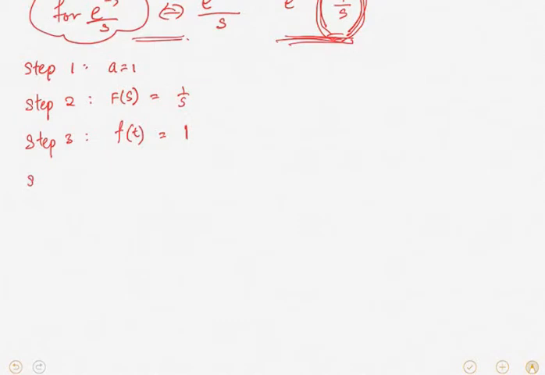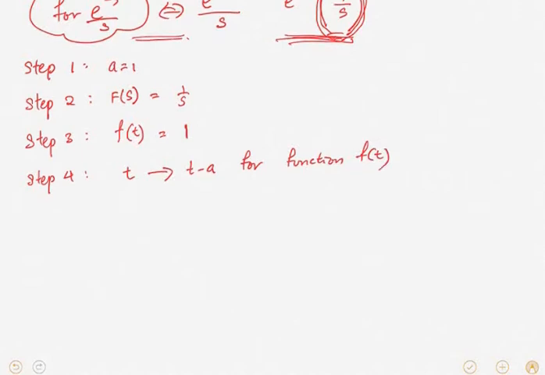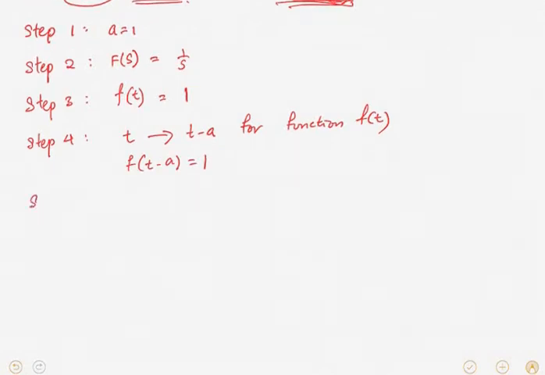And then step number 4, change the variable from t to t minus a for the function f(t). So now your f(t) changes to f(t minus a) equal to 1. Okay, step number 5, evaluate the inverse Laplace transform. So you have to evaluate the inverse Laplace transform of this.